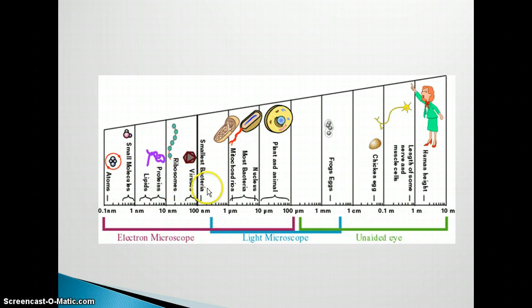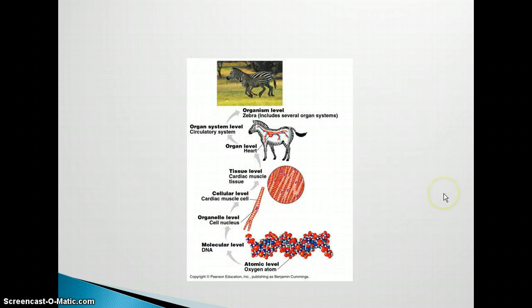Throughout the rest of our course, we'll be able to talk about all the cells up to a human. And we've talked about this before, but we have the atomic level, so down to a little oxygen atom, and if we keep going up, we get to the molecules, organelles, cells, tissue, organ system, and finally the organism.